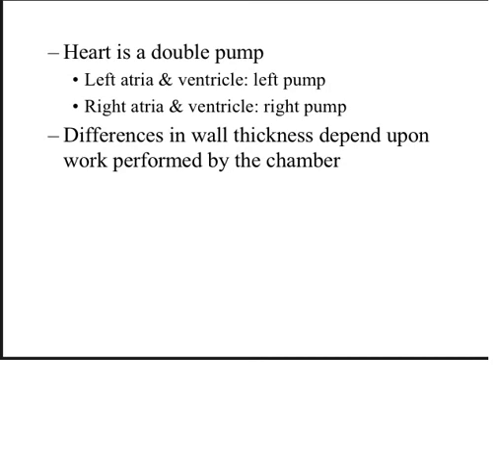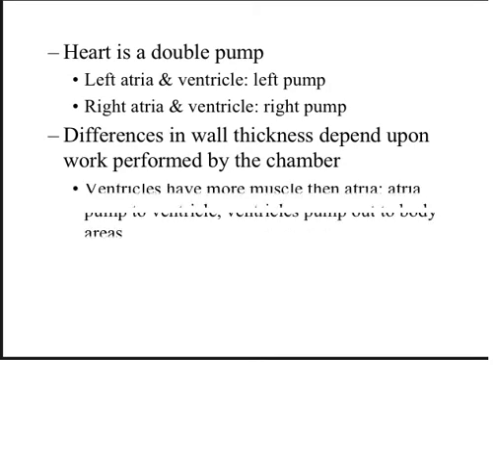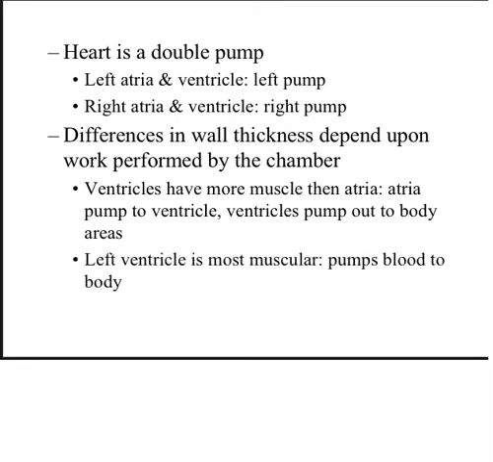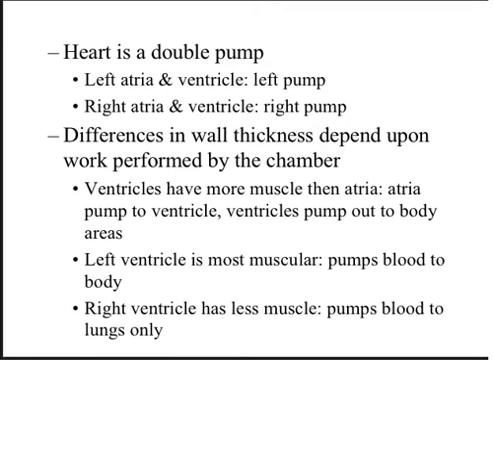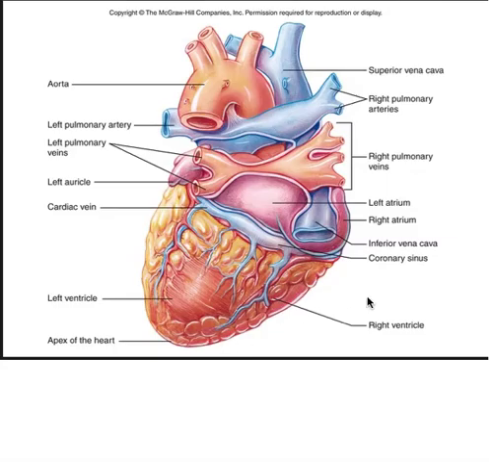The differences in the thicknesses of the walls depend on the amount of work performed by the chamber, and we've already detailed why the left ventricle is the most powerful of the four chambers, because it has to pump blood to the entire body, while the right ventricle only has to pump blood to the lungs and back. So that's a reasonably easy task. Okay.